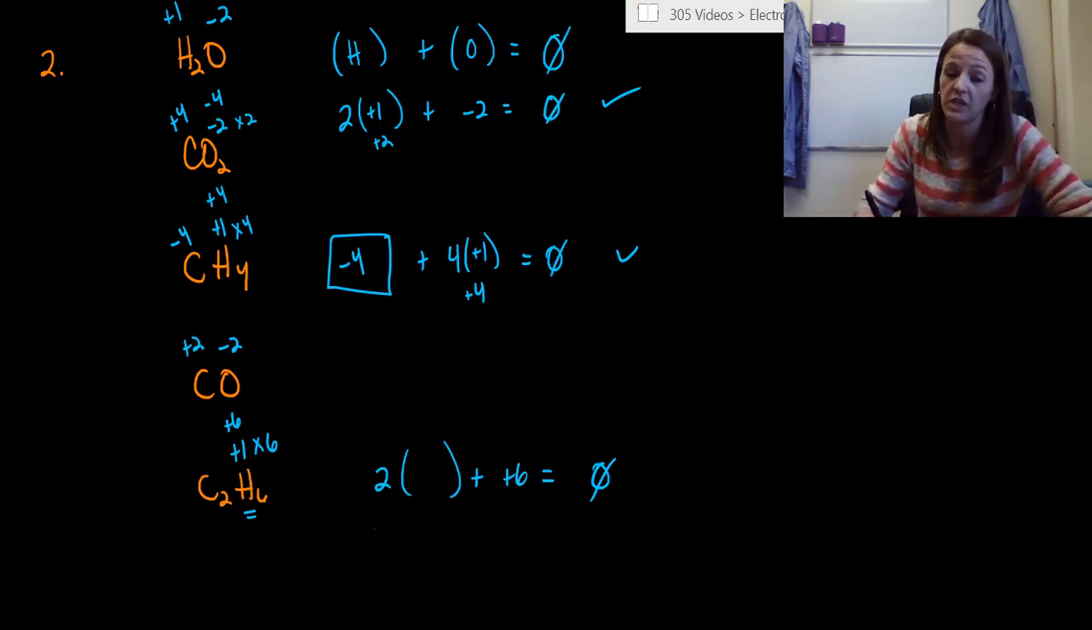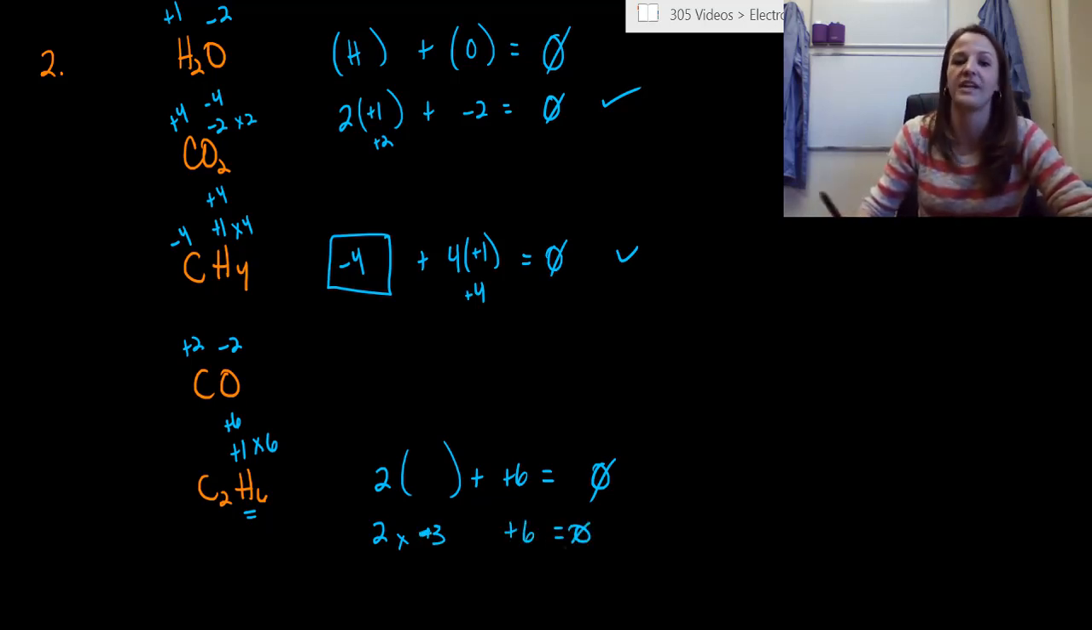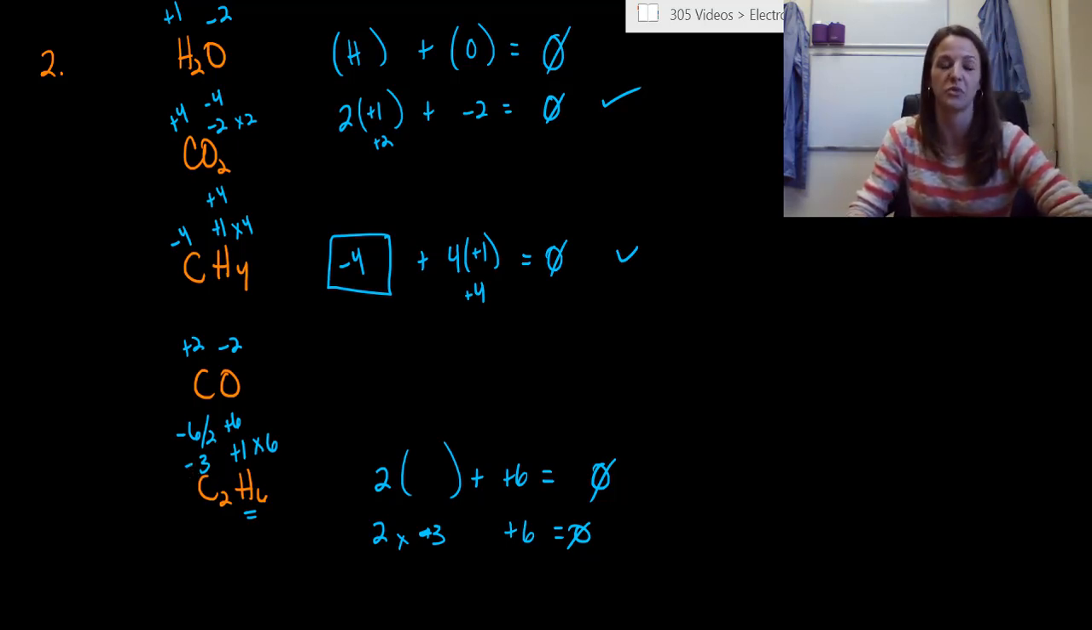The only thing that we could do is 2 times a -3 plus our +6 is going to give us a 0. So the only option here is that our carbon, for 2 of them, has to be an overall of -6. There's 2 of them, -6 divided by 2. The only way you could mathematically figure this out is if you solved carbon and gave it a -3 charge, okay? So carbon is -3, hydrogen is +1.